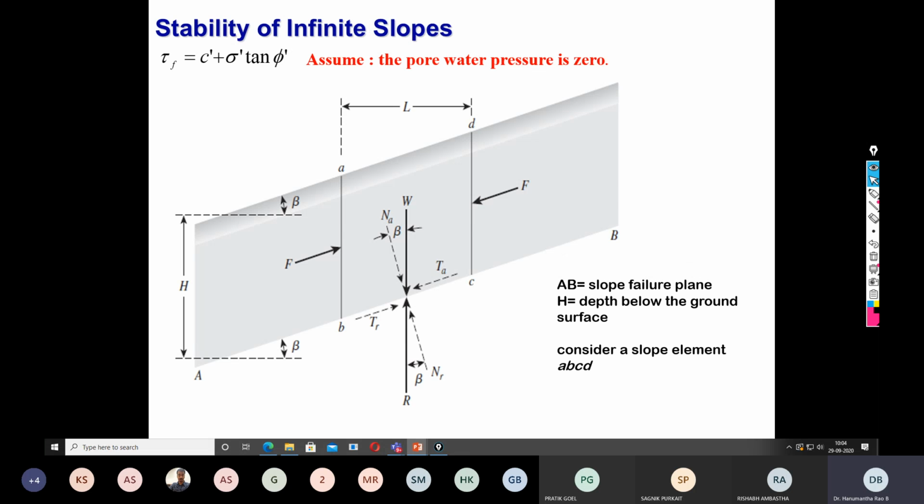Okay, so let me take it today: the stability of infinite slopes. This is also very well known to everyone, so I won't take much time. But let me explain once, because many people, I don't know whether you were able to understand or not. If it were on the blackboard, I would draw everything, but I am explaining here, so I don't have such a chance.